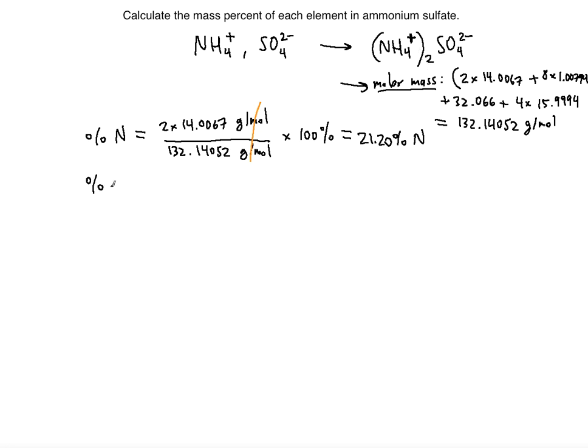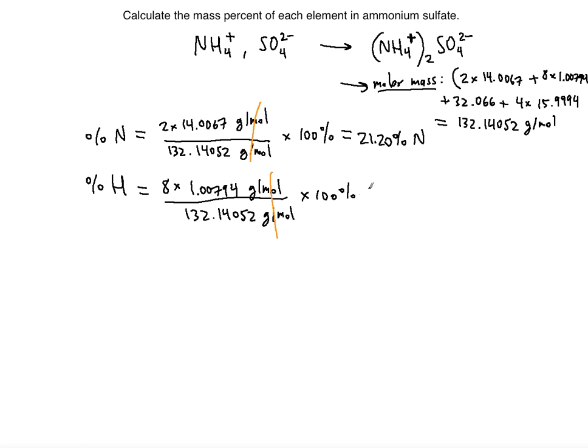Now the percentage of hydrogen is done the same way. You will take this and divide it by the total, as usual. Okay, the units are cancelled, multiplied by 100%. Using your calculator, you will get, to 4 significant figures, 6.102% of hydrogen by mass.